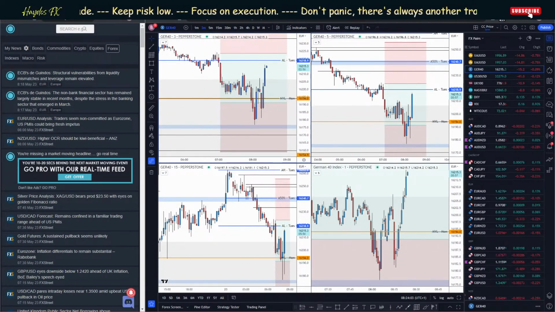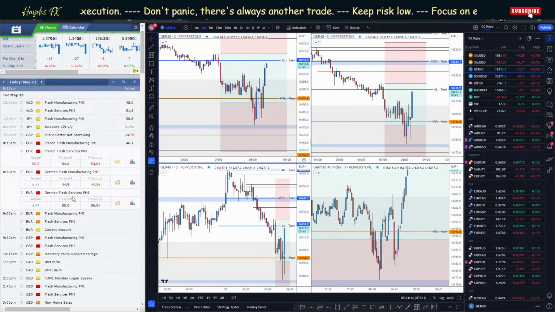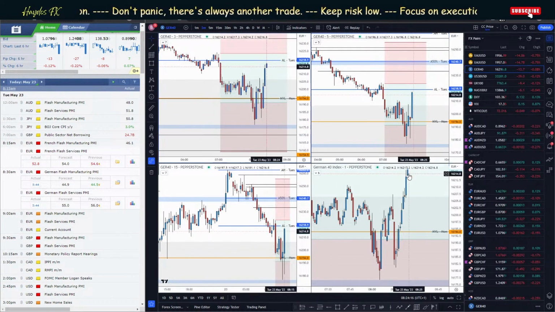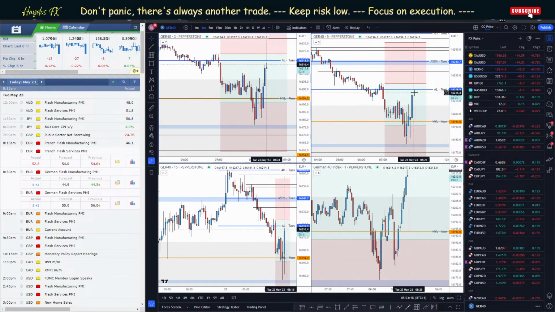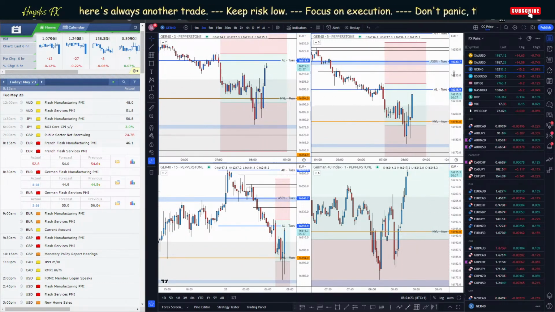Because they're already expecting bad numbers for news, or bad manufacturing, services aren't too bad. But because they're already expecting bad numbers, maybe if the numbers aren't as bad as they're expecting, it can lead to a bit more of a liquidity grab. Still overall, I think it makes sense to sell.